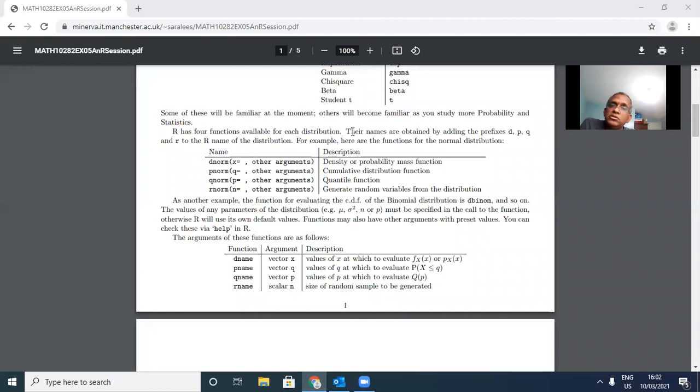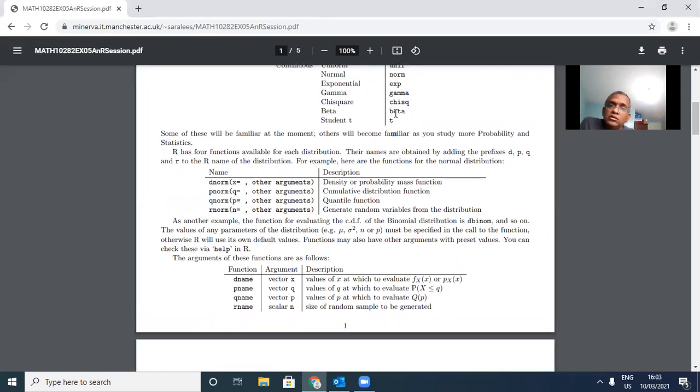All right, so for example, if you take the normal distribution, which is the most popular continuous distribution, D norm will compute the density of the normal. P norm will compute the probabilities associated with the normal. And Q norm will compute the quantiles of the normal. And finally, R norm will generate random numbers from a normal distribution. All right. So these four things, D, P, Q, R, apply to any distribution, right?